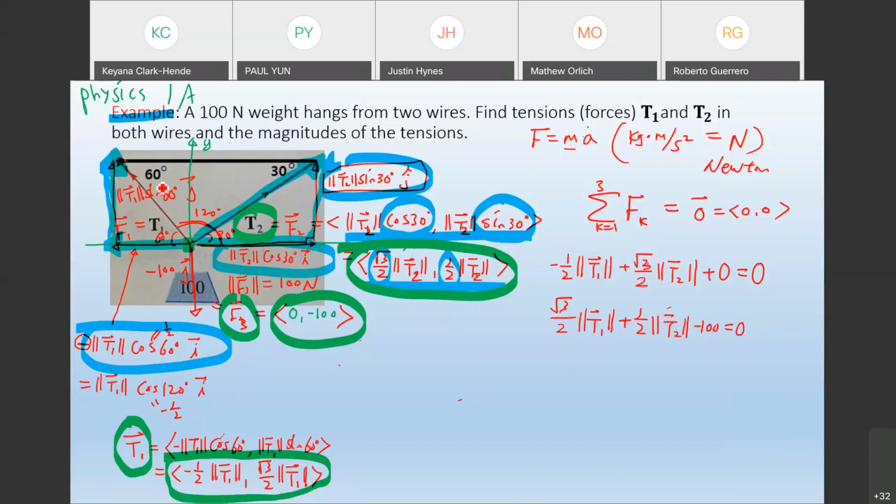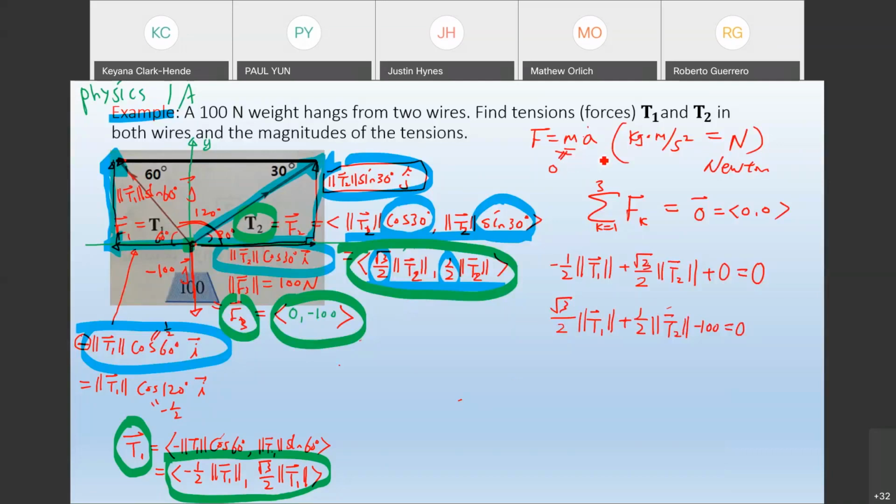Why is the summation 0? Good question, Justin. There are a lot of forces, right? But it's not moving. No moving, no moving, no moving, because there's no time. Okay, that makes sense.